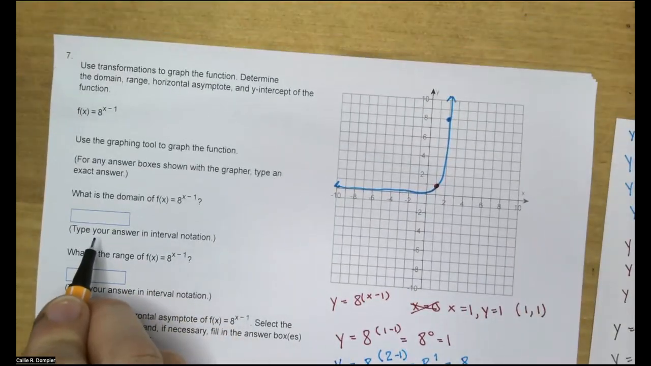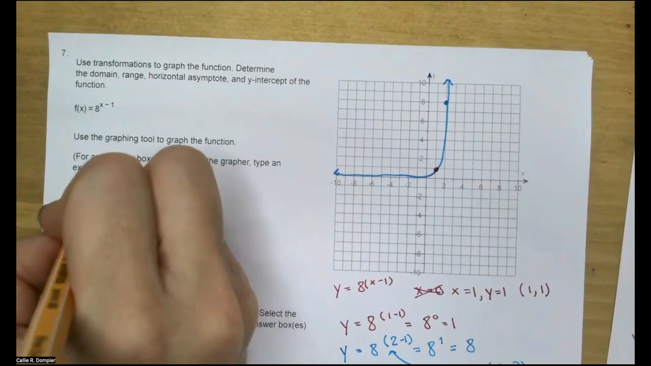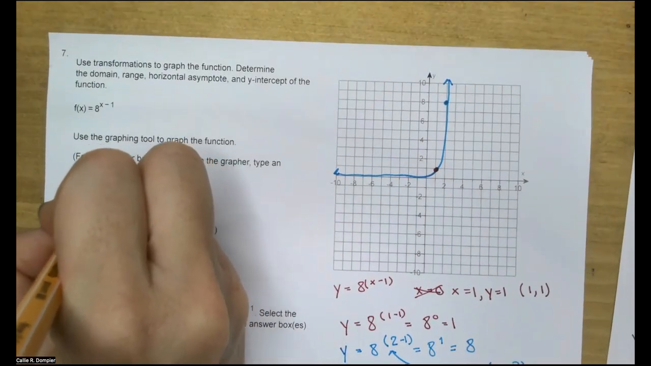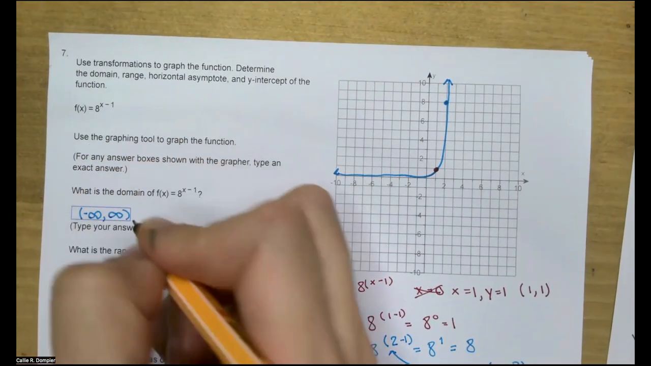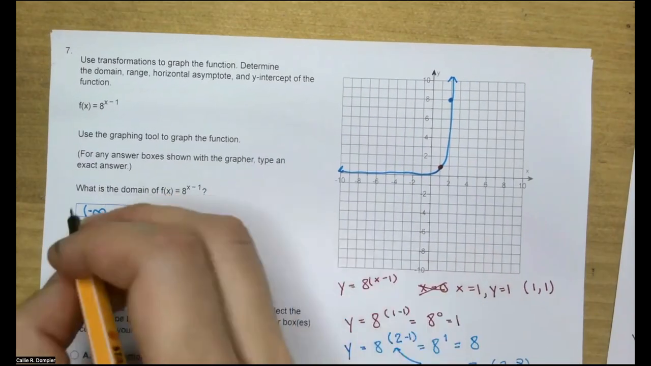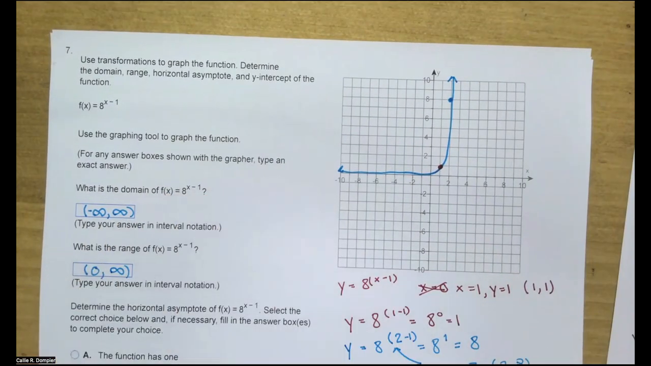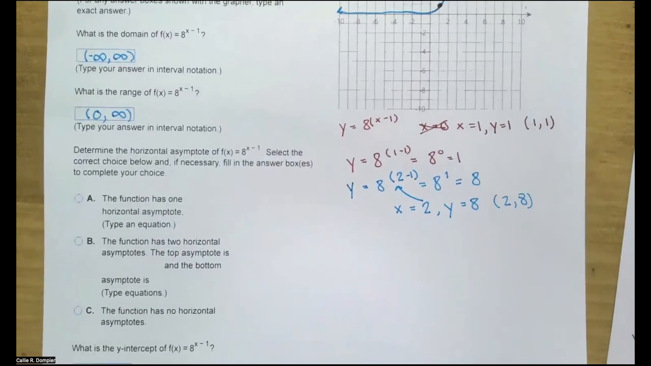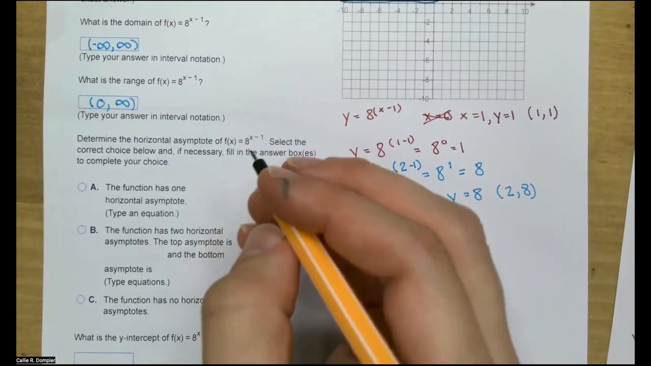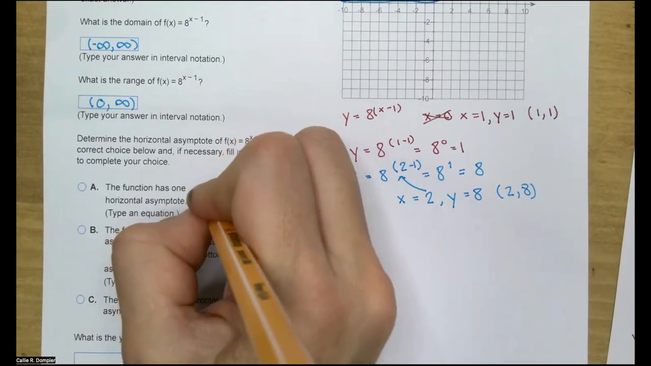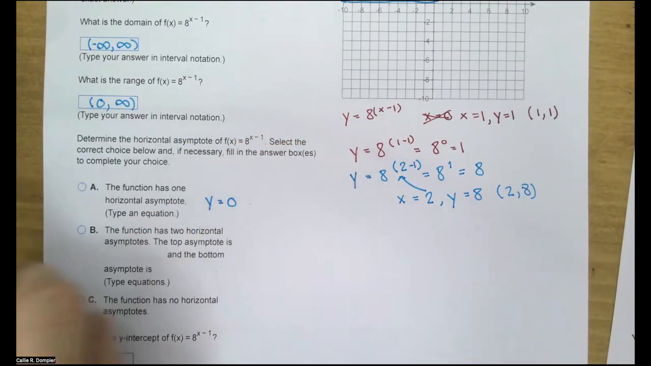What is the domain? The domain is all real numbers, right? So on the x-axis, it goes from negative infinity to infinity. What is the range? It's from, and never touches, 0 up to infinity. Good? And what is the horizontal asymptote? The horizontal asymptote is y equals 0.